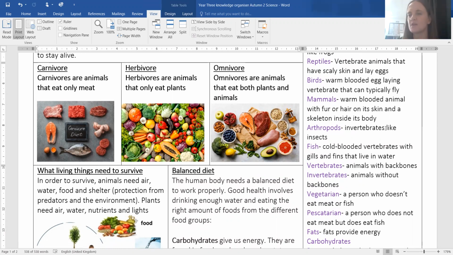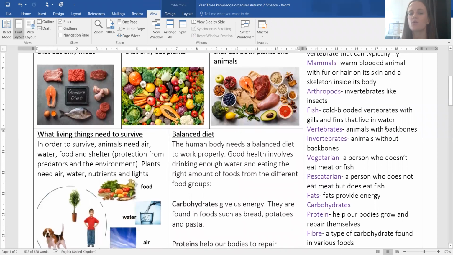Now, as I've been reading these vocabulary words, you would have come across these two words, a vertebrate and an invertebrate. So say it with me, vertebrate, invertebrate. So a vertebrate has a backbone. Like we have backbones down the back of our spines. And animals that don't have backbones are called invertebrates.